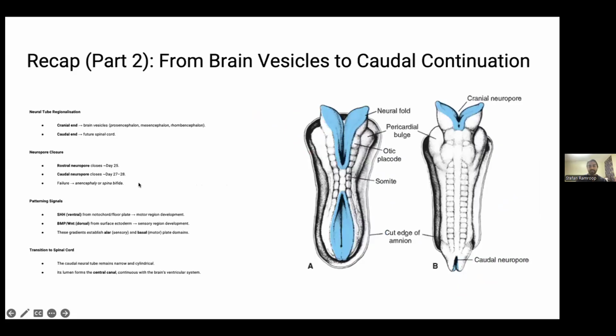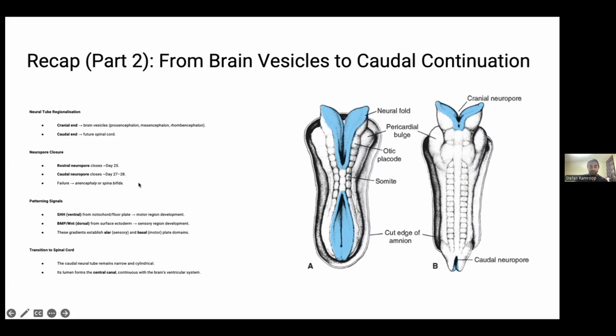By the time the brain vesicles begin to appear at the cranial end, the caudal end of the neural tube is already differentiating toward the spinal cord. The cephalic or cranial portion of the tube expands to form three primary vesicles, as we said before, the prosencephalon, mesencephalon, and rhombencephalon, while your caudal portion is going to remain narrow and cylindrical, ultimately becoming the spinal cord.